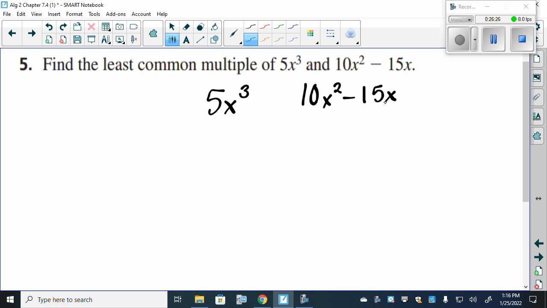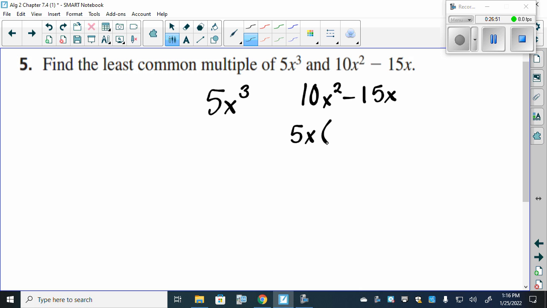Now, 5x cubed, there's nothing we can do with it. We can't factor it down or simplify it any further than it already is because it's a single term. But if we look at 10x squared minus 15x, we can factor this by factoring out a 5x from both terms.